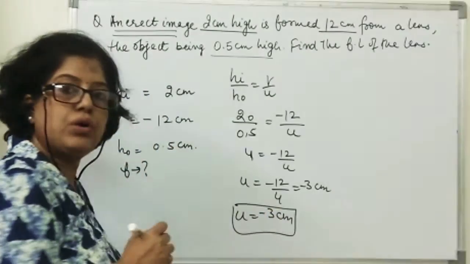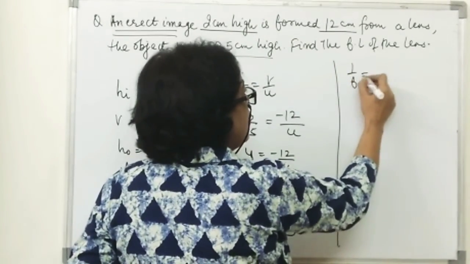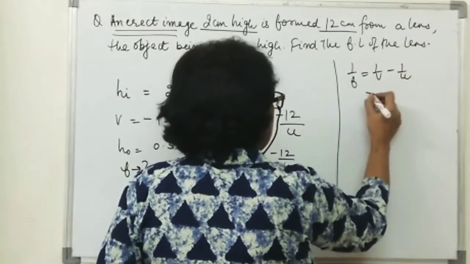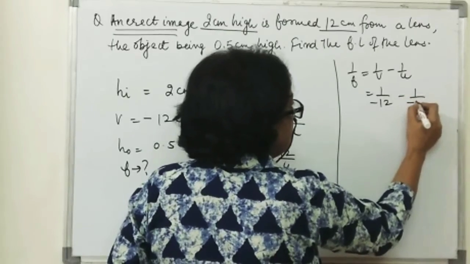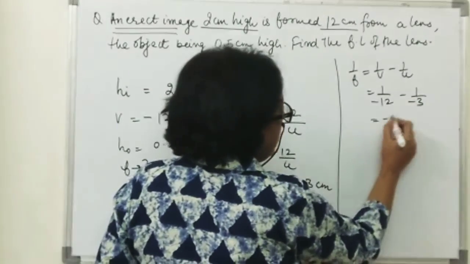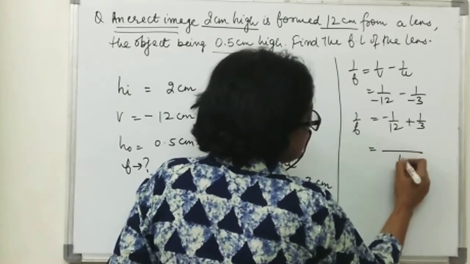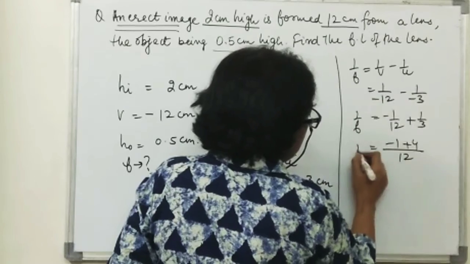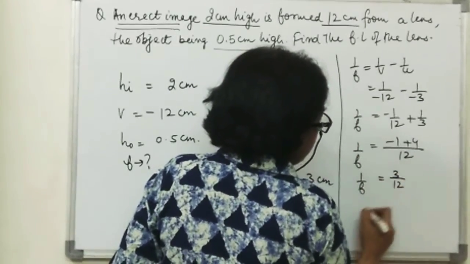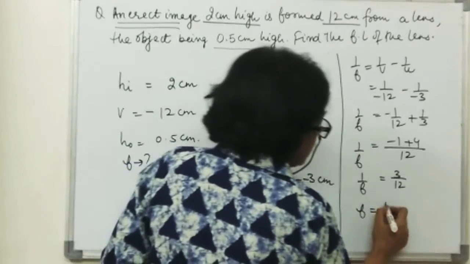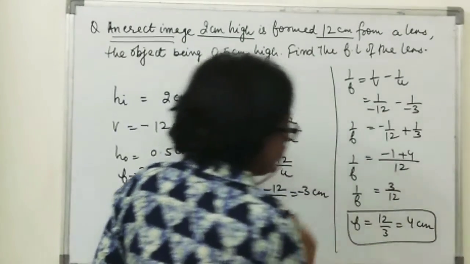Now we'll use this u in the lens formula and we get 1 by f is equal to 1 by v minus 1 by u. v is given to us as minus 12, and u is minus 3. So we have minus 1 by 12 plus 1 by 3. We find that minus 1 plus 4 over 12 is 1 by f. So this is equal to 3 by 12, and f is 12 by 3, which is 4 centimeter. So f is coming out to be 4 centimeter.